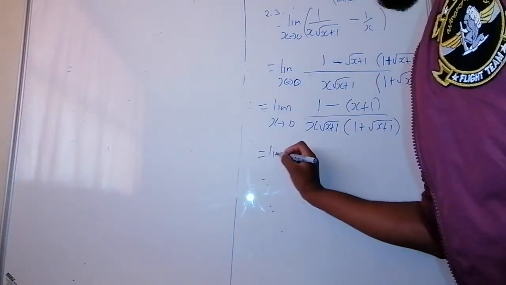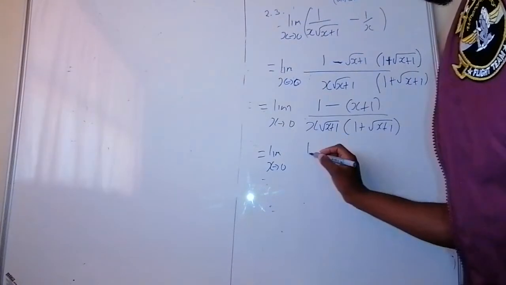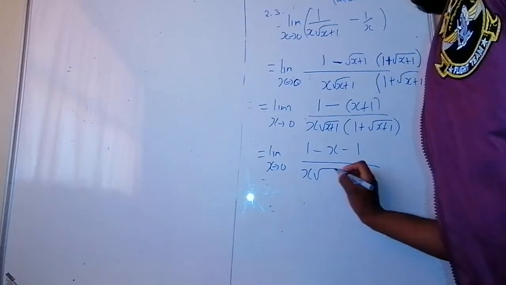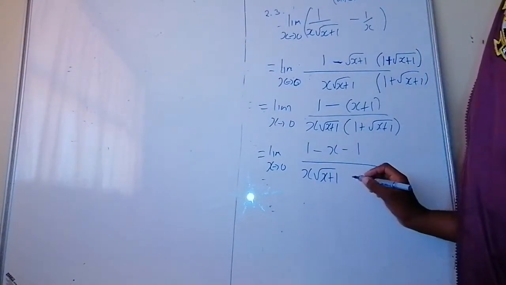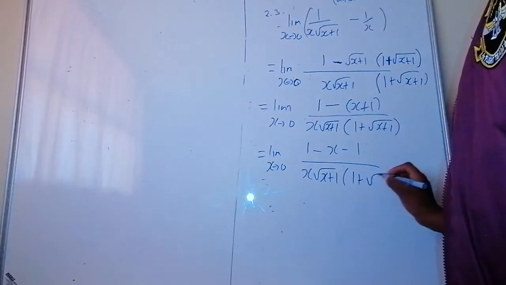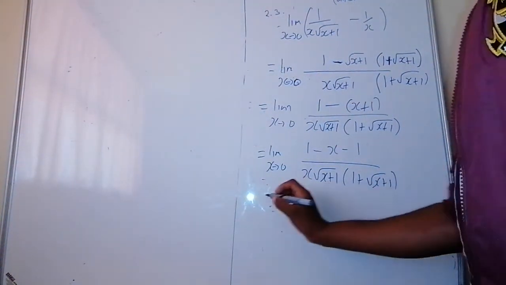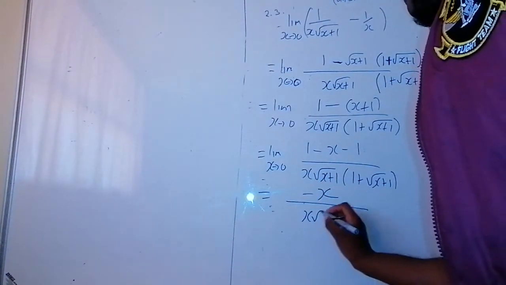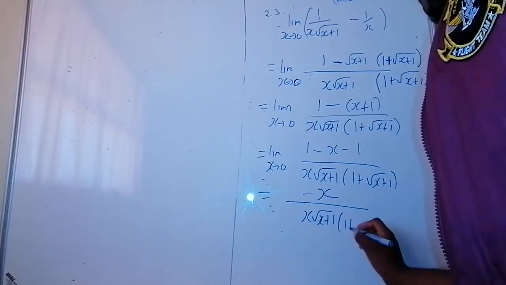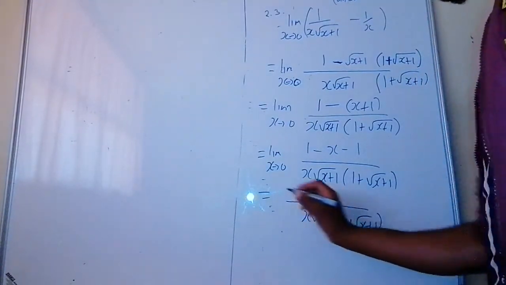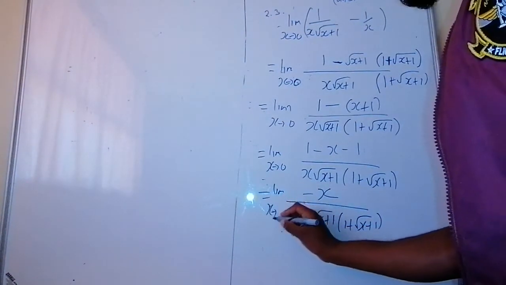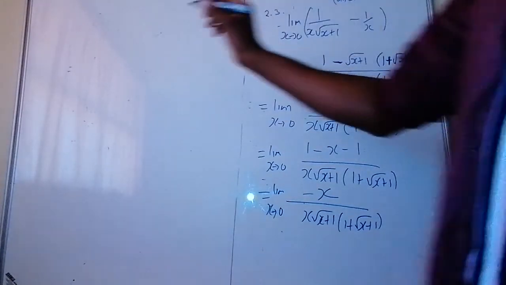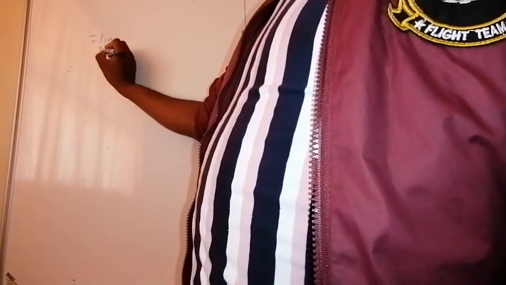So let's simplify this a bit further. This is the limit as x approaches 0 of 1 minus x minus 1, over x times the square root of x plus 1, times 1 plus the square root of x plus 1. So 1 minus 1 is 0, so this is negative x divided by x times the square root of x plus 1, times 1 plus the square root of x plus 1. Do not forget to write limit as x approaches 0, because otherwise it will penalize you.